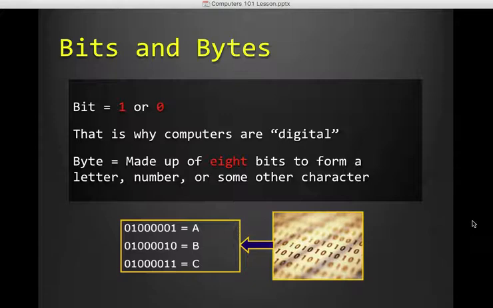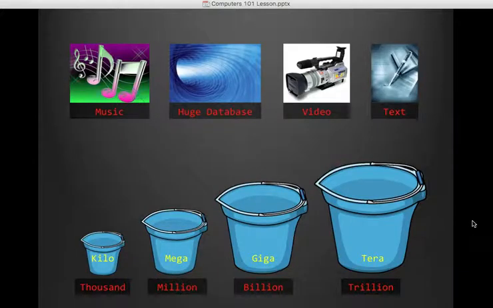So 01000001 is the letter A. If you know binary code, there's sort of a pattern to it, but thankfully we don't have to memorize that anymore. Now, when we measure our data in bytes, they start to get pretty big pretty quick. So we use prefixes to help us categorize them.